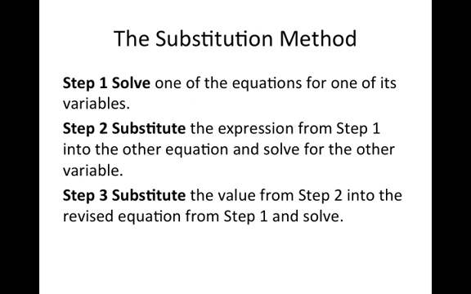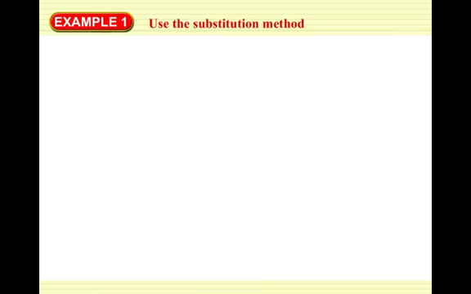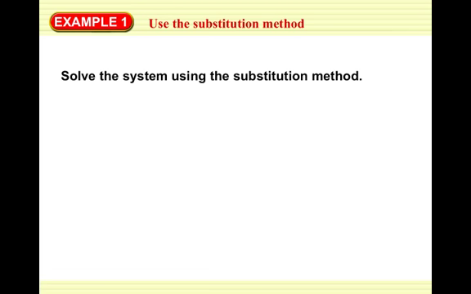Okay, substitution method. Basically, you're going to take one of the equations and solve it for one of the variables, and then substitute that expression into the other equation and solve for whatever variable remains. Once you get a value for that one particular variable, you're going to be able to plug that in and solve for whichever one remains to be found. It's much easier to see in action than describe in words. So let's look at an example.